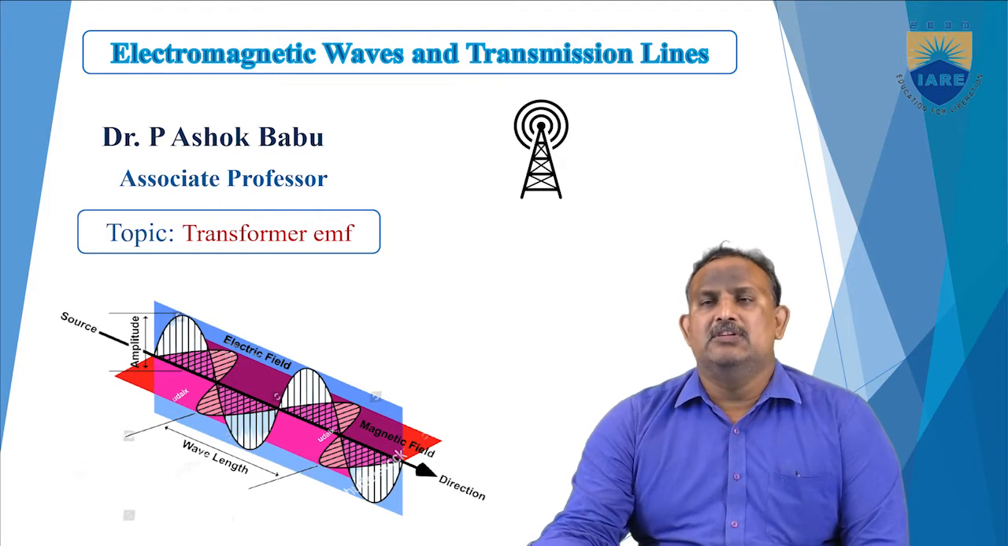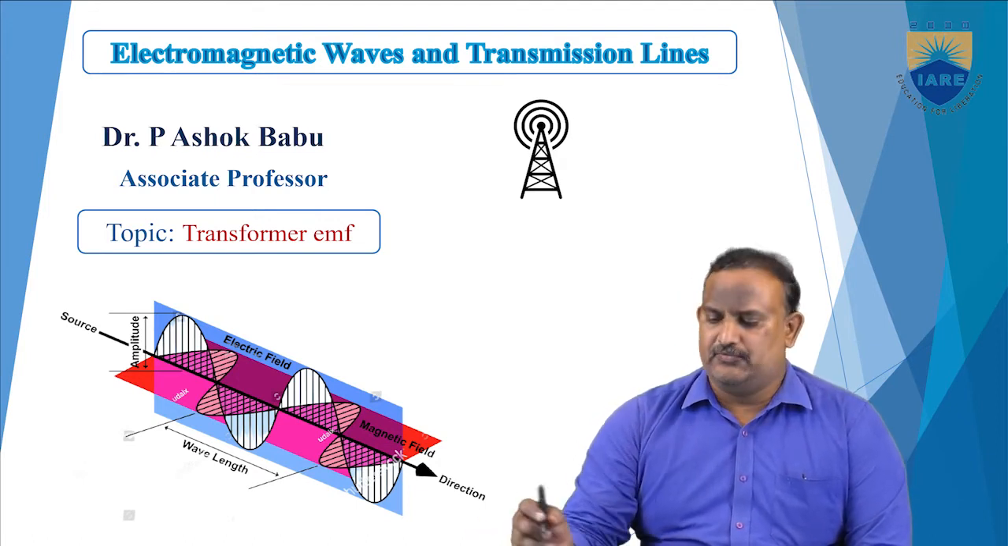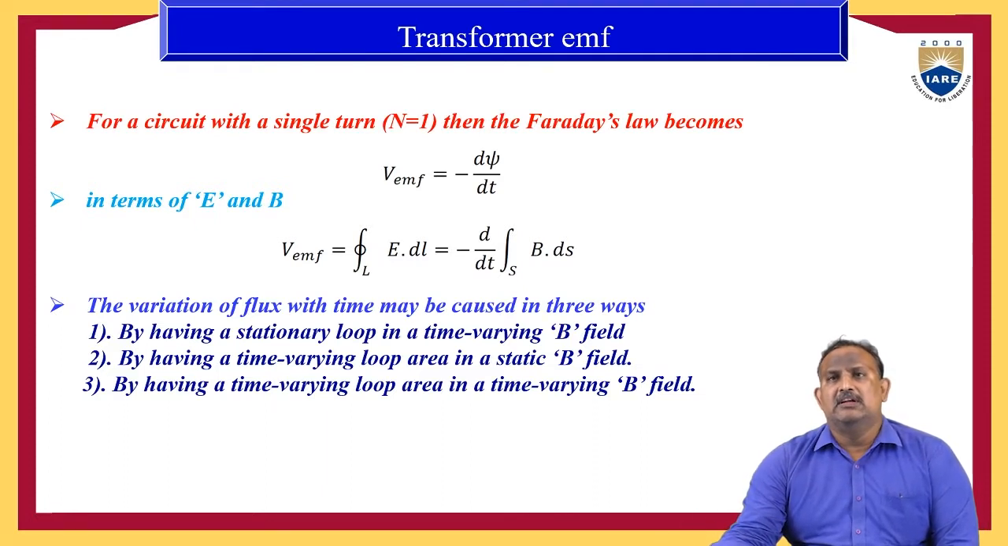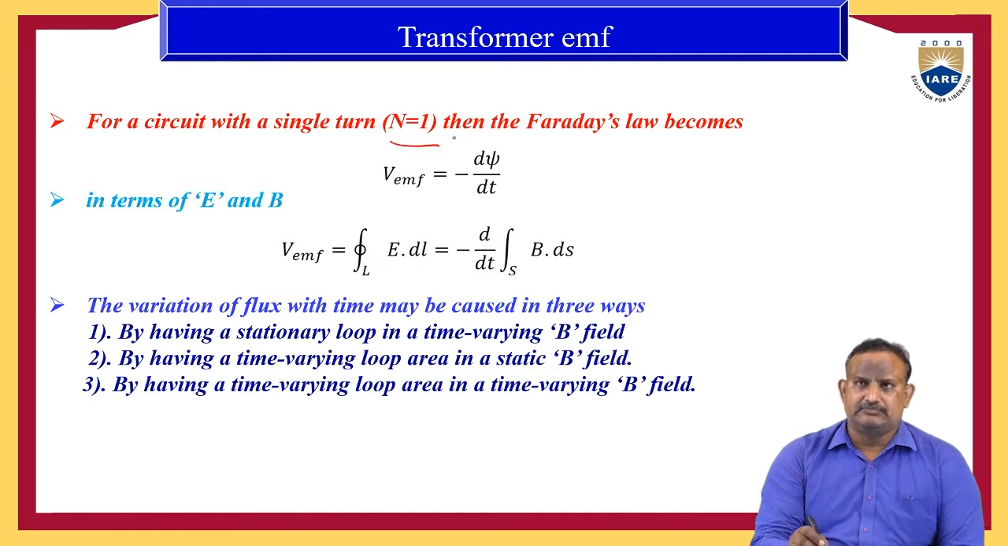So in this video, I am going to discuss the transformer EMF. For a circuit with single turns, let us assume there are n turns in a circuit diagram. Let us assume there is a single turn in a circuit. Therefore, n is equal to 1.